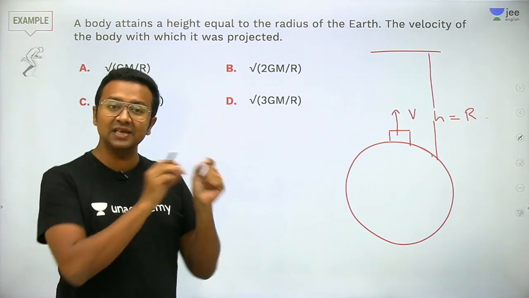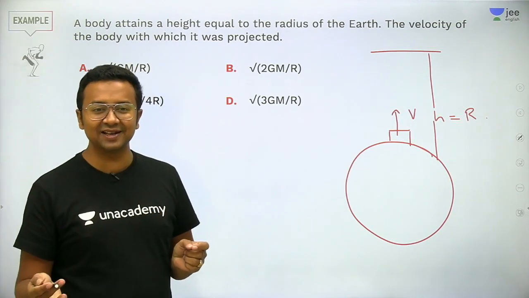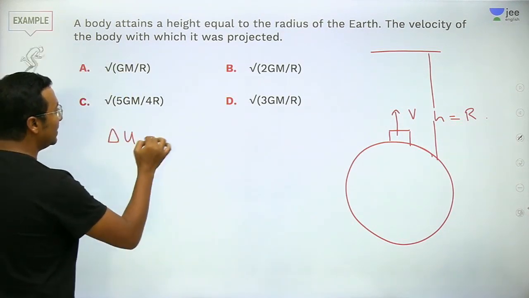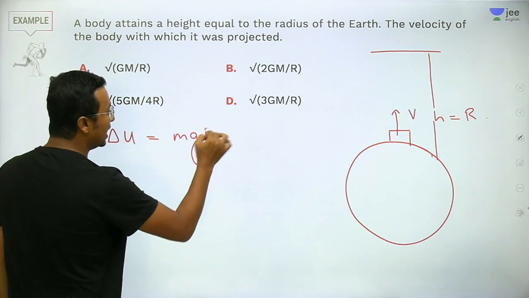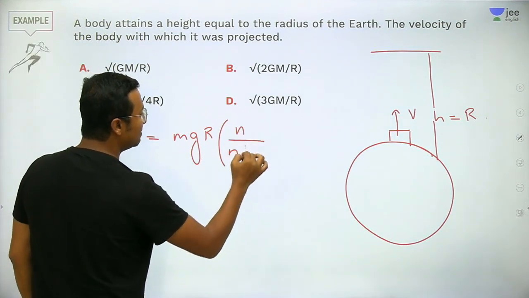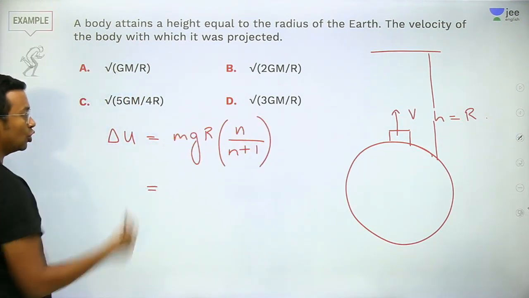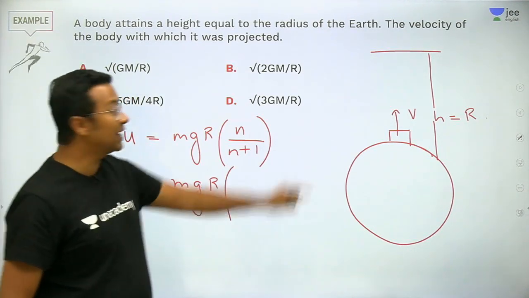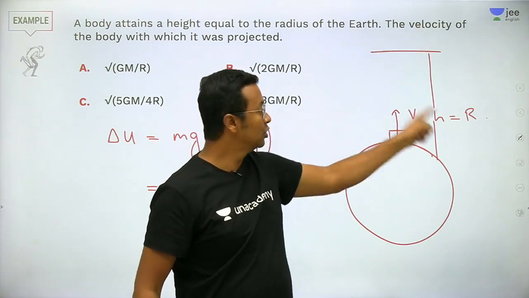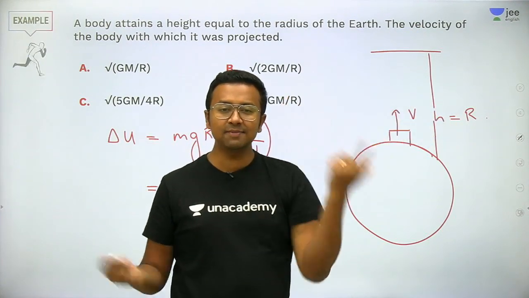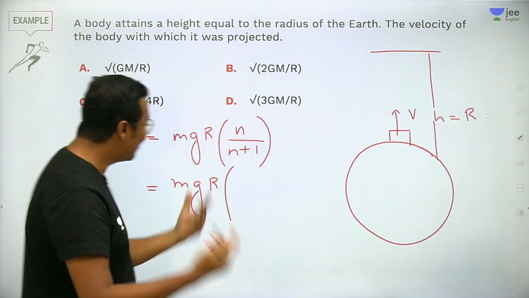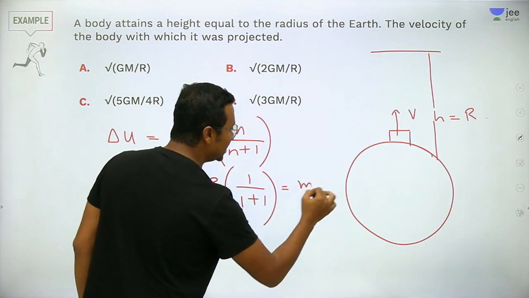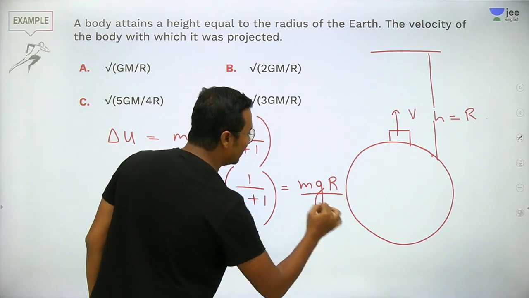But if you know that previous formula, that the change in potential energy, we know very simply delta U will be equal to mgR into n divided by n plus 1. Simple enough. So you put down the values, mgR. Now what was n? It is taken to a height of h equals R, so the value of n is equal to 1. So what do you do here? 1 divided by 1 plus 1. So the change will be mgR divided by 2.